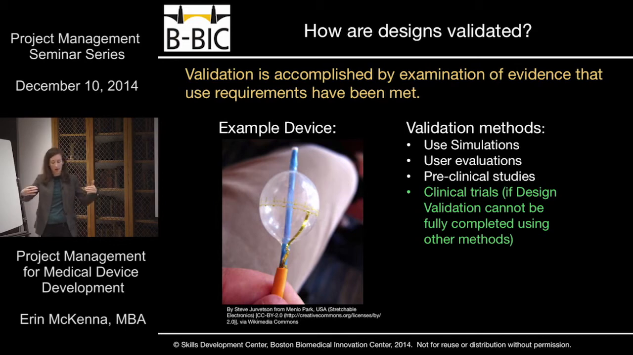You might have a bench anatomic model that you run the product through to show that with a certain number of products you can get it in. You might bring physicians into your lab and show that they can do that. You might just hand your product to users, and you're probably going to want to have a range of users.